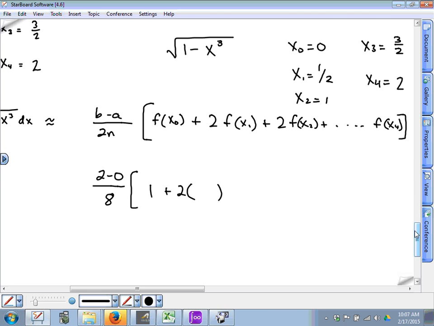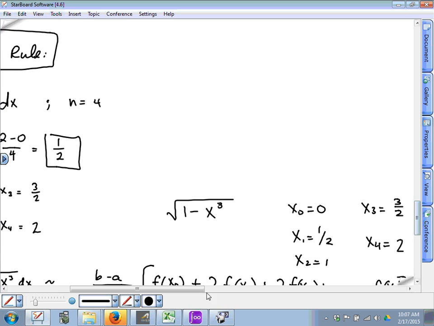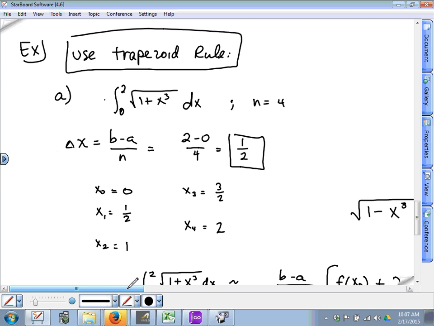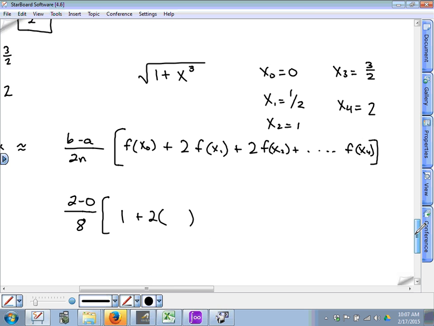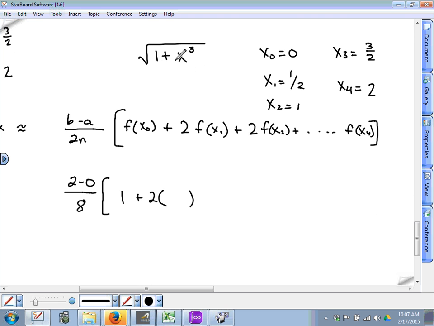Is it 1 or did I write the function wrong? Is it 1 plus the square root? No, it's 1 plus. I wrote it wrong. It's 1 plus. Sorry. Makes it easier. 1 plus 1/8 is 9/8. So this is the square root of 9/8 plus 2. And now we need x sub 2.